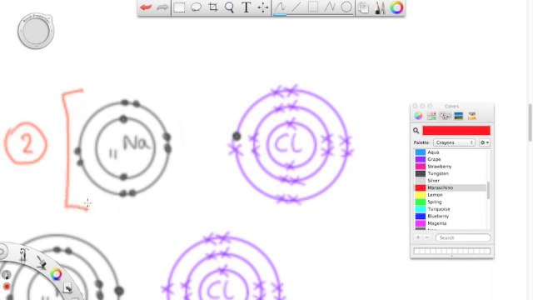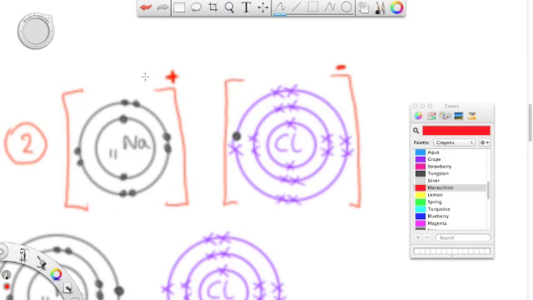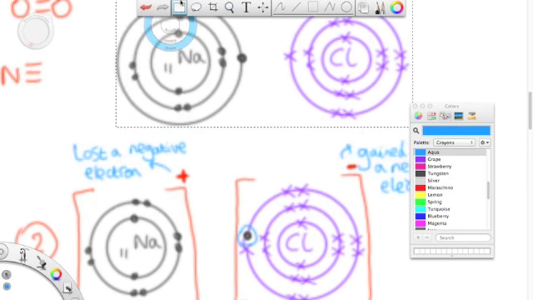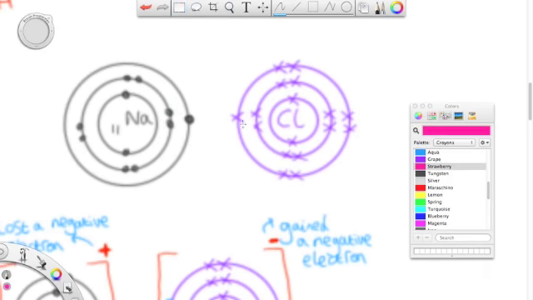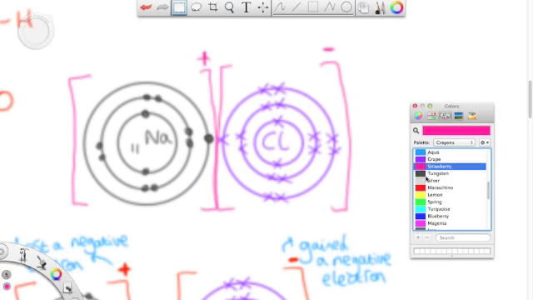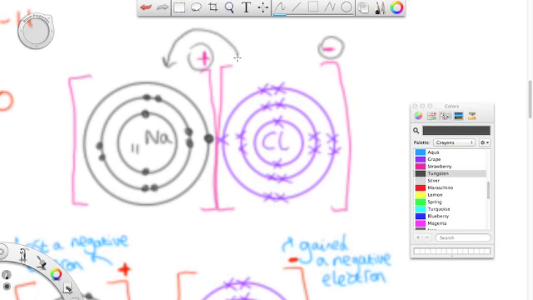This now means that chlorine has gained a negative electron and forms a 1- charge, whereas sodium's lost a negative electron. As it's lost a negative charge, it's now therefore got a positive charge, as it's got 1 extra proton compared to the electrons. So you can kind of guess what happens now. The positive charge of the sodium ion and the negative charge of the chlorine ion are attracted to each other by electrostatic force, which now forms an ionic bond.